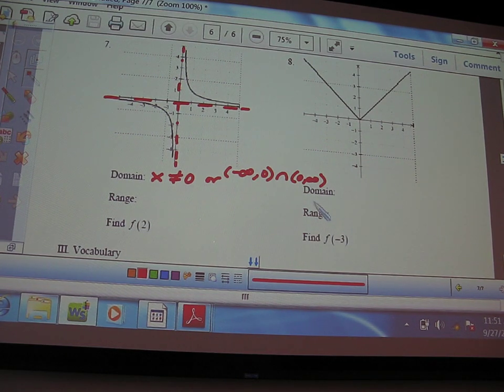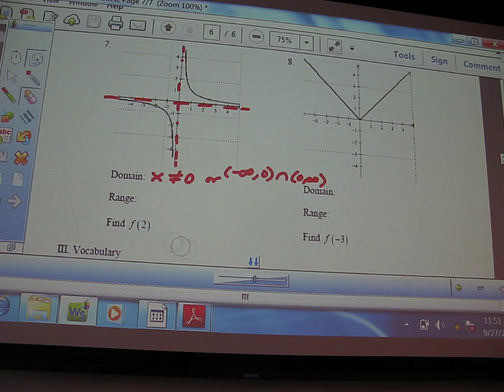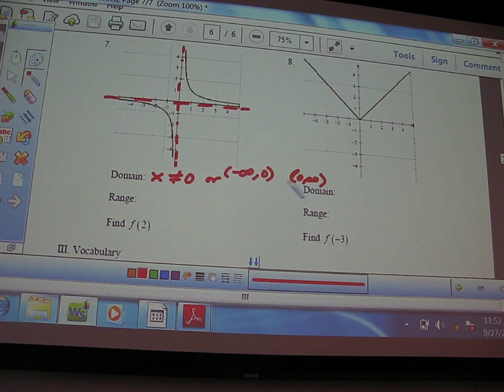Or is that or? I think it's or. It might be or. Right, it's a union. It's a union of those two.